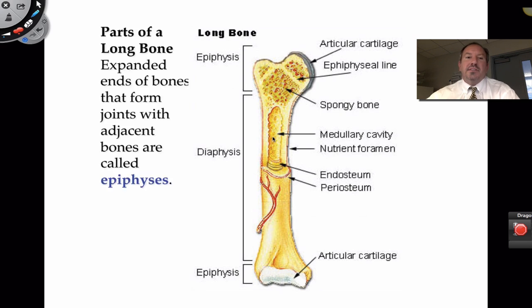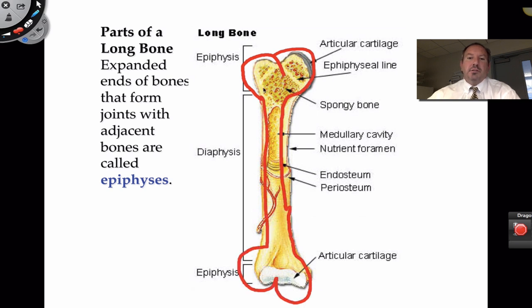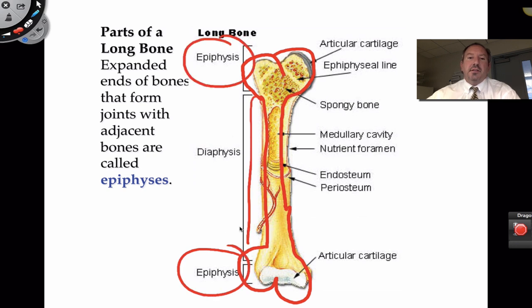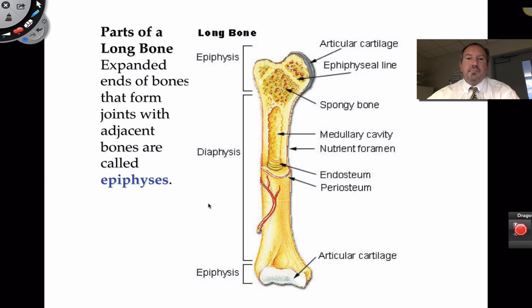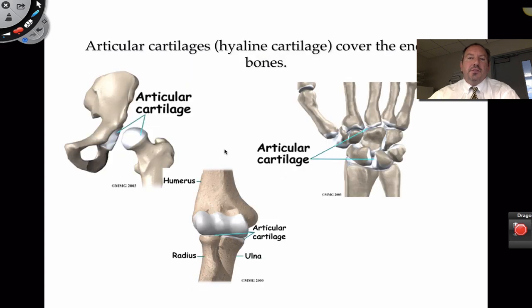So what I wanted to say is that where bones expand, often, as a child, maybe even as an adult, you draw a bone like this, and you draw it down like this, and then draw it out like this. So these bulgy ends are the epiphysis, and then the shaft is the diaphysis. And what I want to say a little bit more about is this cartilage.